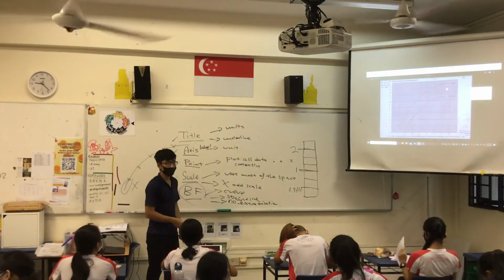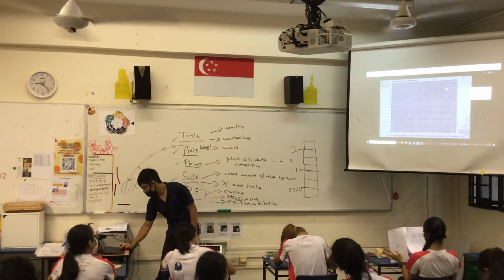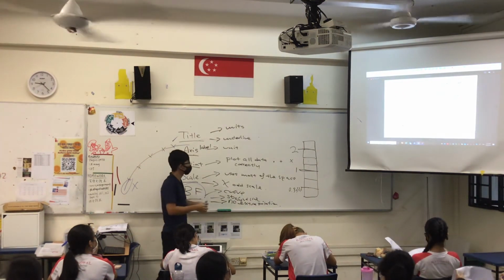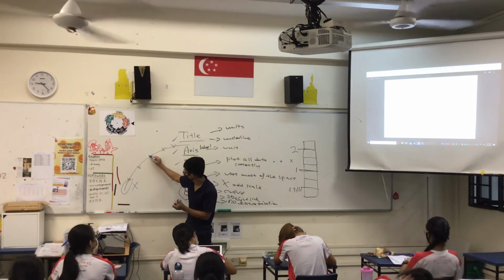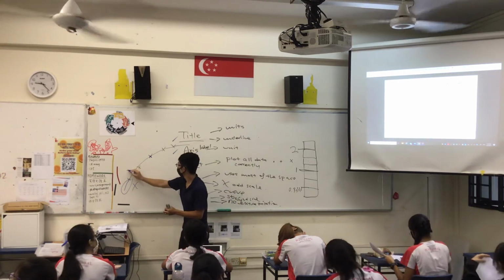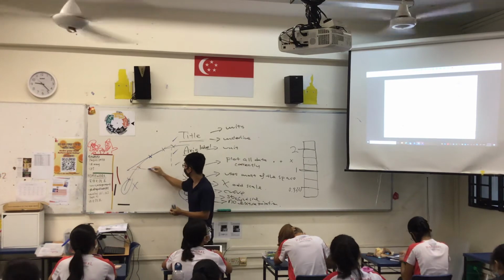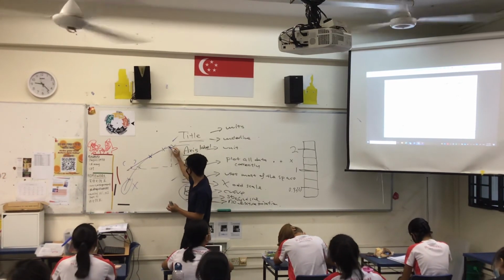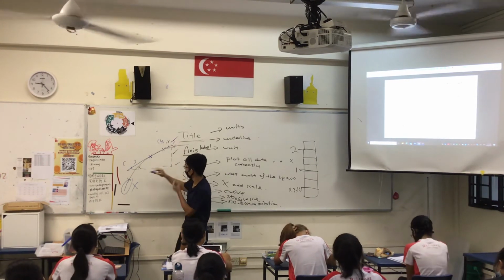How do you find the rate? Let's say you're asked to find the rate. I don't know if you learned this before in math, but you have to use a tangent. So let's say I want to find the rate at this particular point over here. How to find the rate? You draw a tangent line. Then let's say you choose a data point over here, and somewhere along the line also. So you have y1, x1.